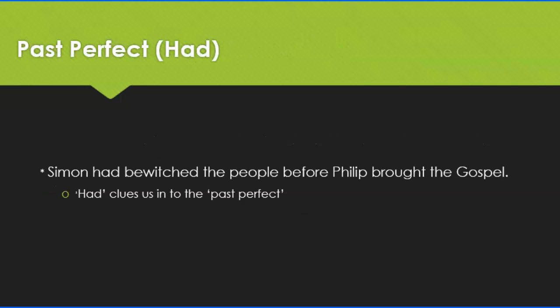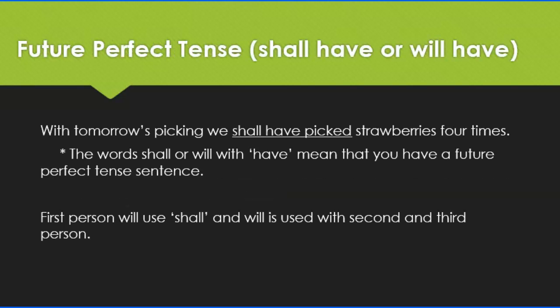All right, now let's talk about past perfect. Simon had bewitched the people before Philip brought the gospel. So we're looking for the clue word had, and right there it is. Simon had bewitched. That means that this is a past perfect tense. The word had is the clue to the past perfect, so remember that. Write that in your notes. You might even want to make a little flashcard with all these on there.